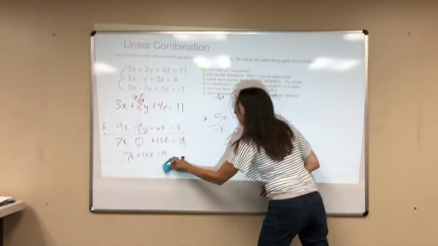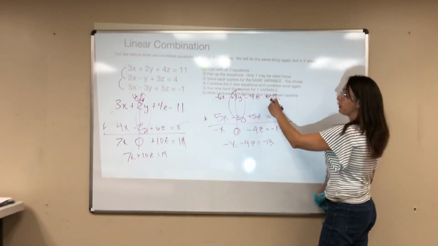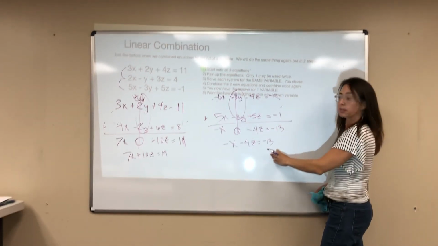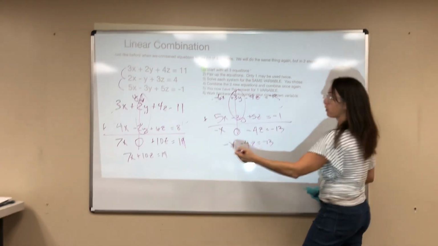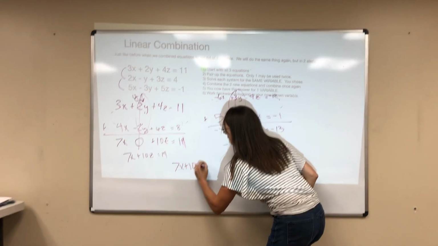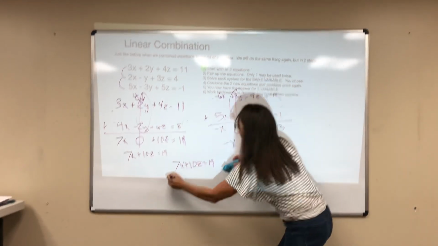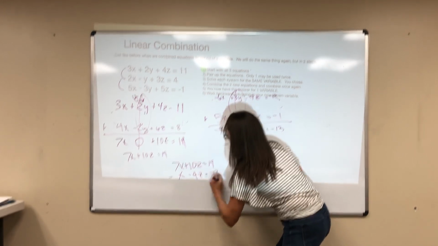Okay, so here was our first step. We went from 3 variables to 2 variables. Now we're going to go from 2 variables to 1 variable, so we've got to do it all over again. So we're going to say 7x plus 10z equals 19, and negative x minus 4z equals negative 13.